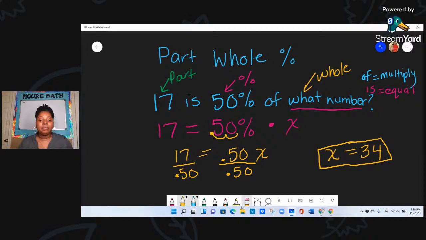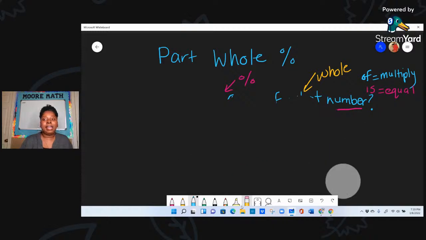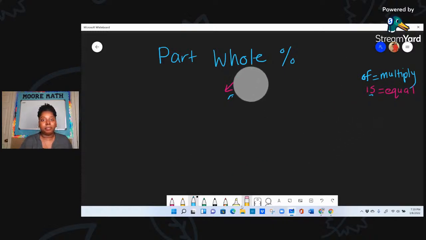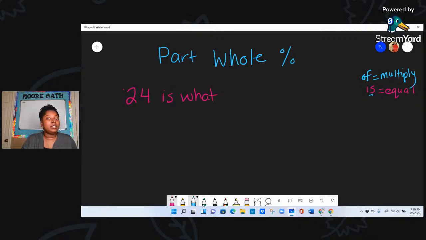And finally, the percent. How do we find the percent? Here we go. $24 is what percent of 72? 24 is what percent of 72?